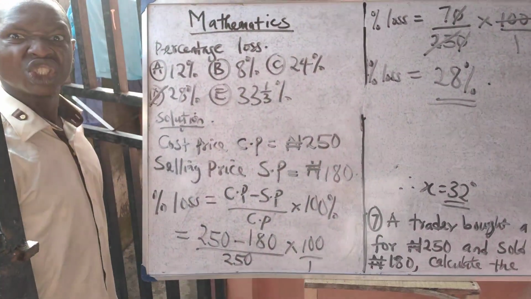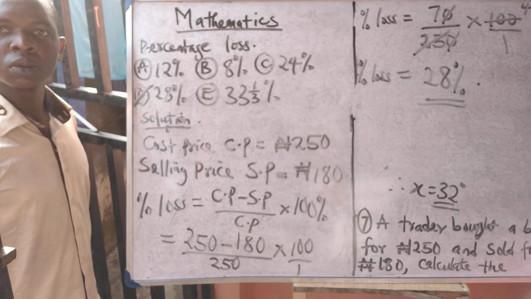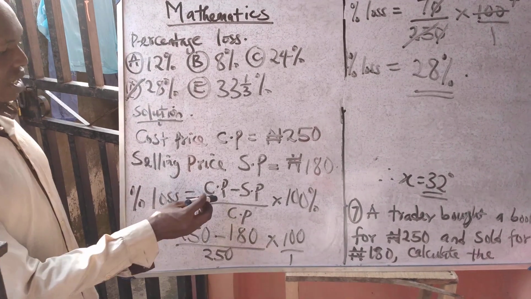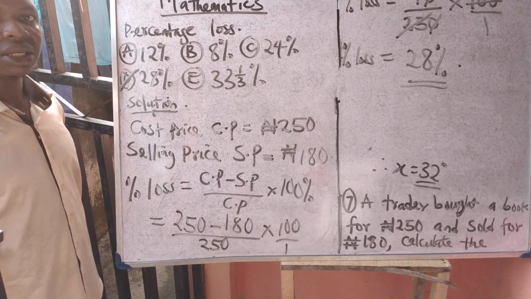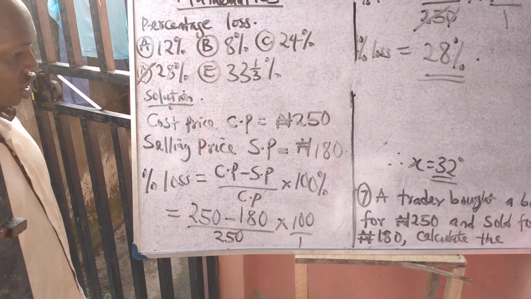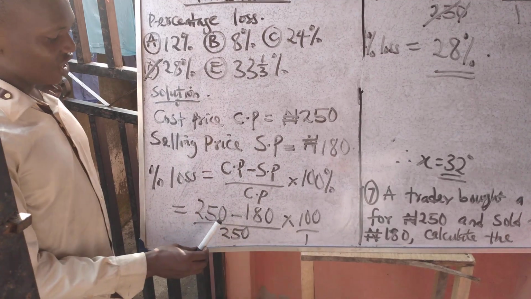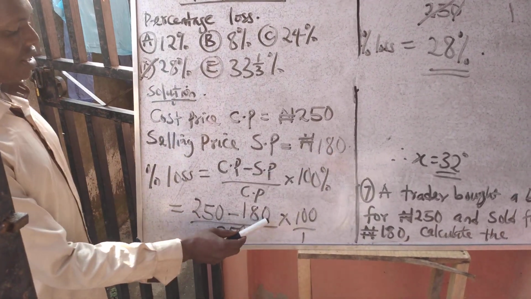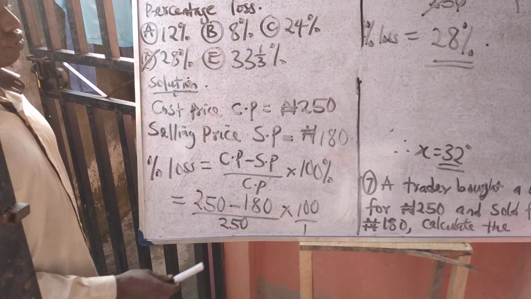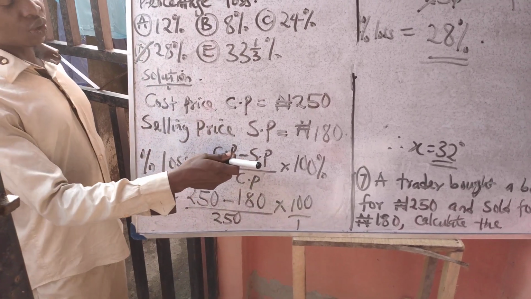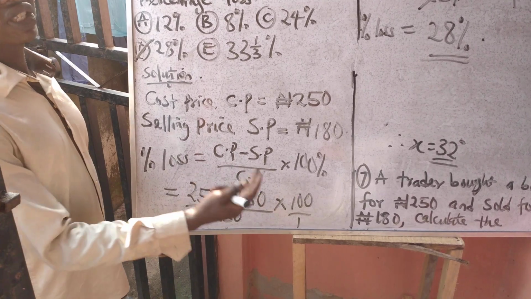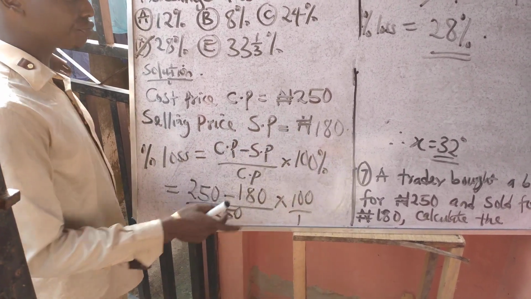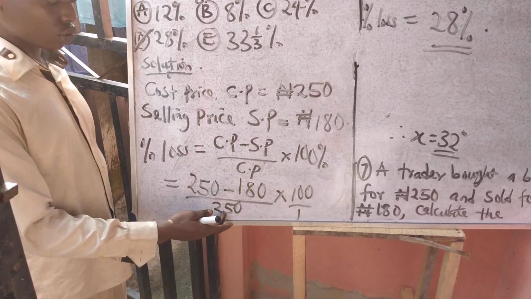Cost price minus selling price divided by cost price times 100%. So the cost price is 250 minus 180 divided by 250. What we did is just to substitute into this formula. In place of cost price, we write 250. In place of selling price, we wrote 180. And in place of the cost price, we also wrote 250 as well.